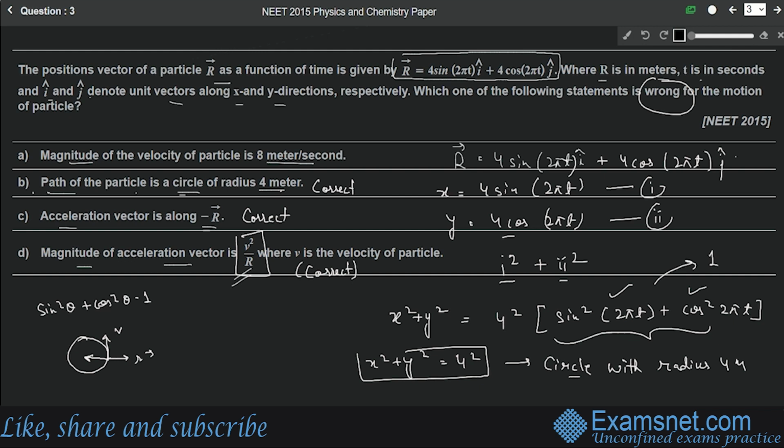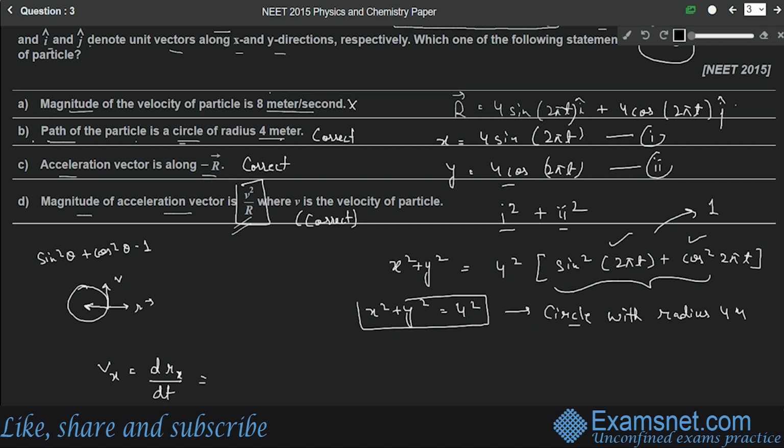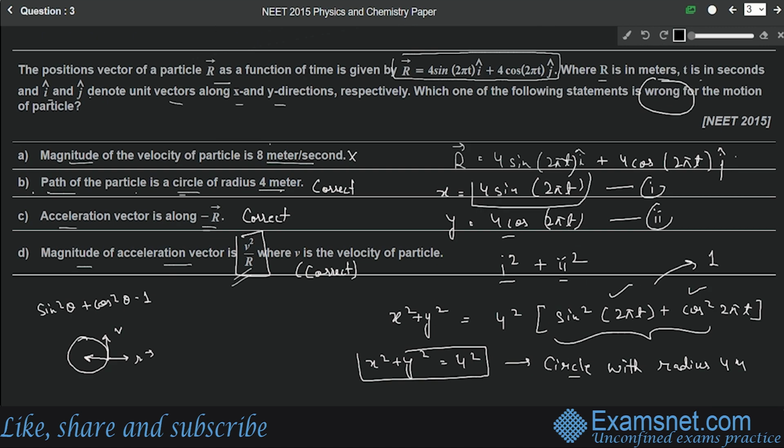It is given in the first statement that the magnitude of the velocity of the particle is 8 meter per second. So this will be incorrect. Let's see what the magnitude of the velocity will be. What will be the velocity along the x direction? It will be the differentiation along the x direction, that is drx by dt. So we have to differentiate the first term, x equals 4 sine 2 pi t.